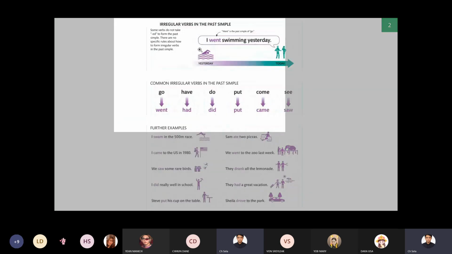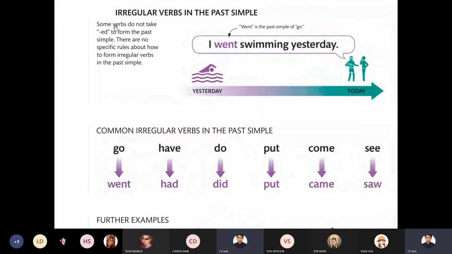Okay, so now let's come to the irregular verbs in the past simple. Irregular verbs, they change the form. See, some verbs do not take -ed to form the past simple. There are no specific rules about how to form irregular verbs in the past simple.